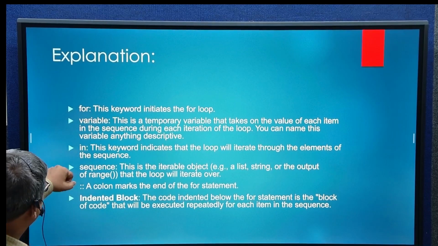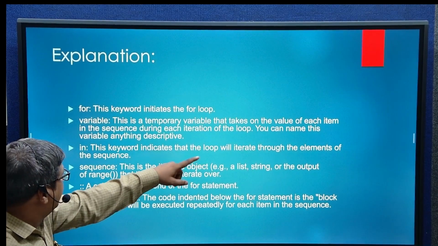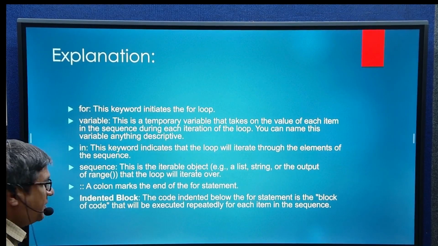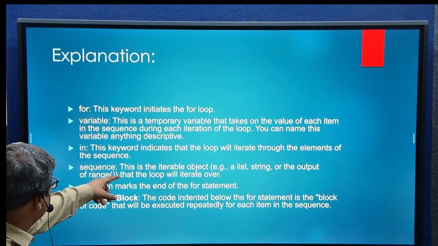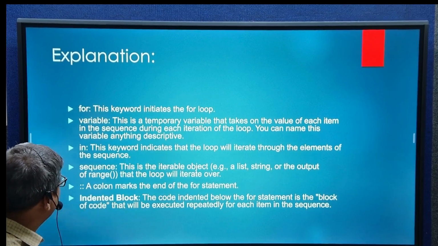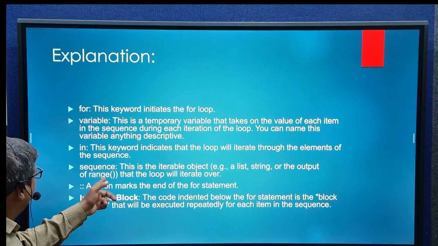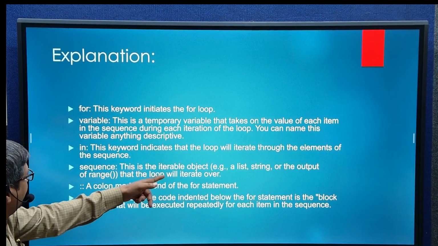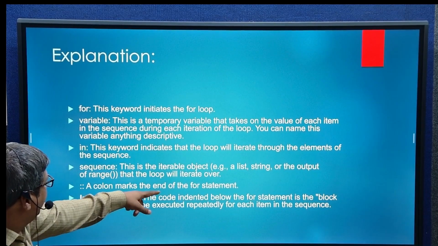Next, the in keyword indicates that the loop will iterate through the elements of the sequence. This is also a keyword used in Python. After that, the sequence is an iterable object. In Python we have a number of iterable objects like list, string, and the output of range, that the loop will iterate over. Last is the colon. A colon marks the end of the statement.